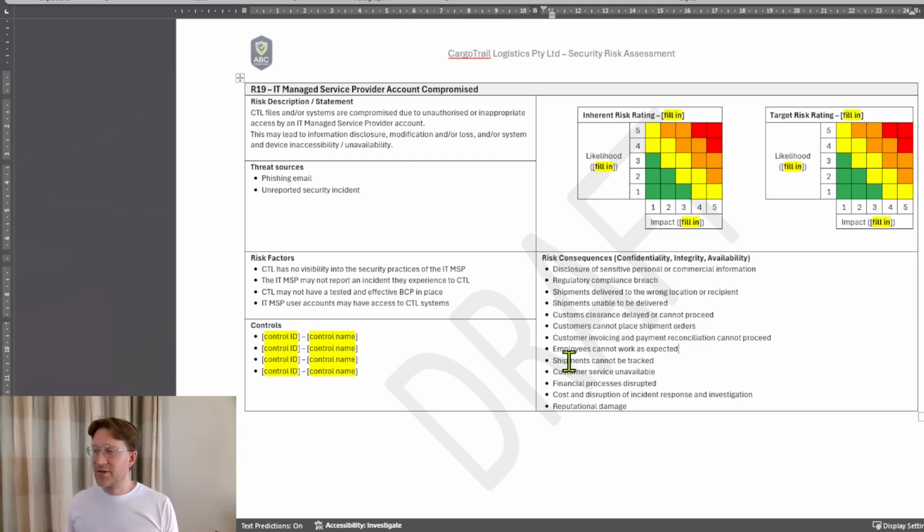Employees couldn't work as expected. We can't track shipments if the DLP is down. Customer service would also be unavailable. It disrupts lots of financial processes. We have to do a lot of incident investigation. And of course, this would lead to reputational damage since CTL's core functionality would be down.